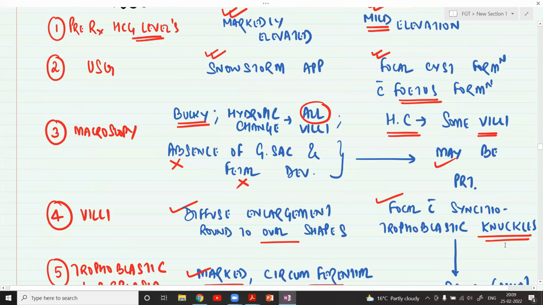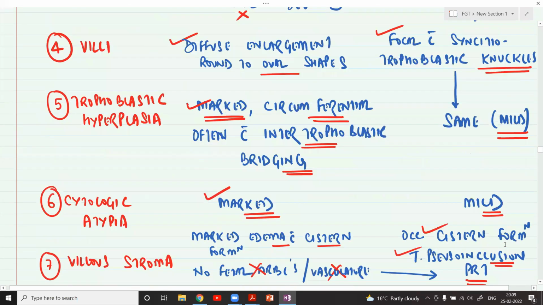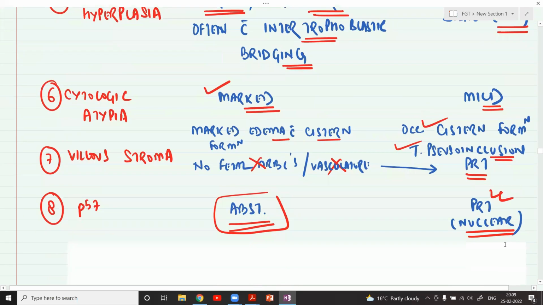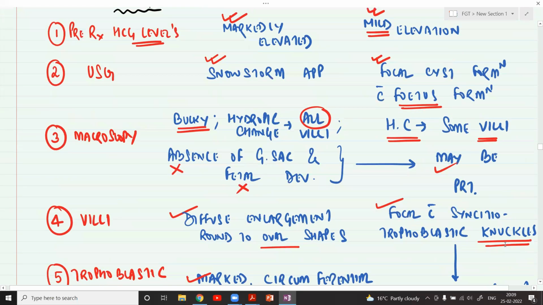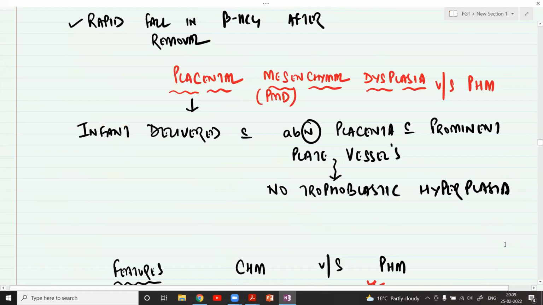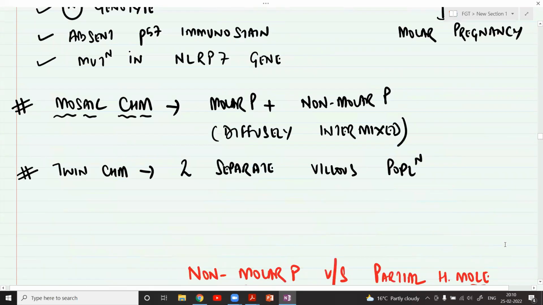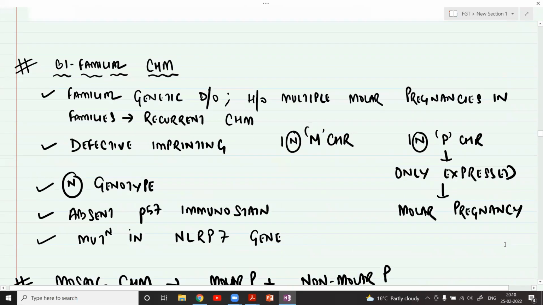Is it clear to everyone the difference between complete and partial mole? Yes. Any doubts over here with regards to complete and partial mole? So we have discussed in detail the pathogenesis, the gross features, the microscopic features, and the immunohistochemical features of complete and partial mole. Now I'm going to discuss certain recent advances that go with it.